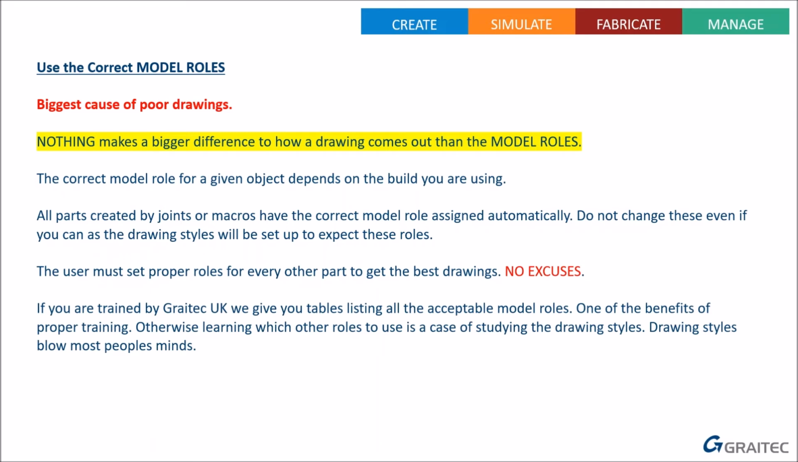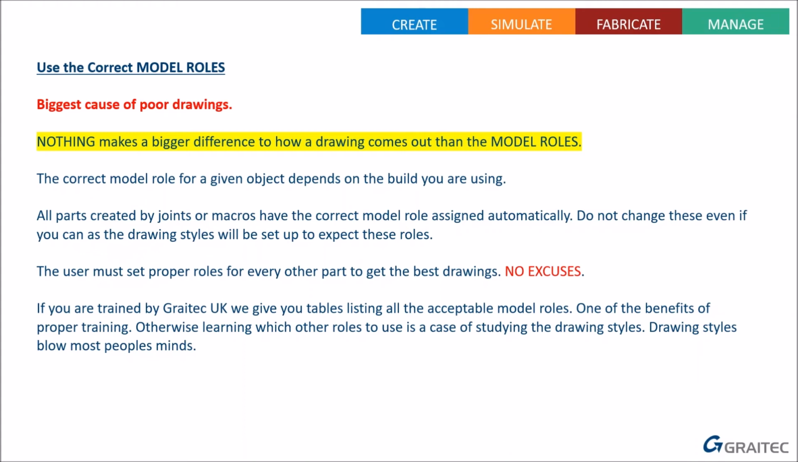If you've been trained by Graitec UK, when you do your advanced steel training, we'll give you tables of the acceptable model roles to use. There's probably twice as many roles in the system than are actually ever used. And choosing the wrong role is as bad as not choosing a role at all.